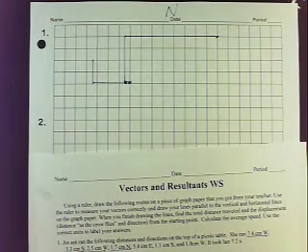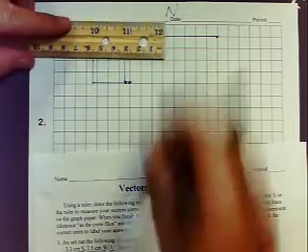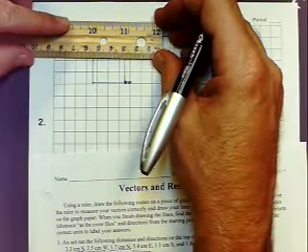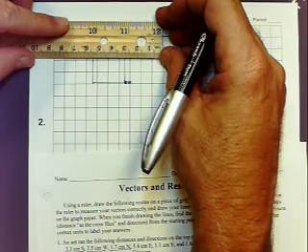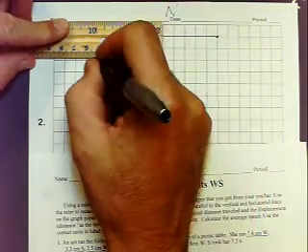Okay, and then the next one's going to go 5.4 centimeters east. So I'm going to put that at about 5.4. I'm going to draw a line back the other direction as far as I can.